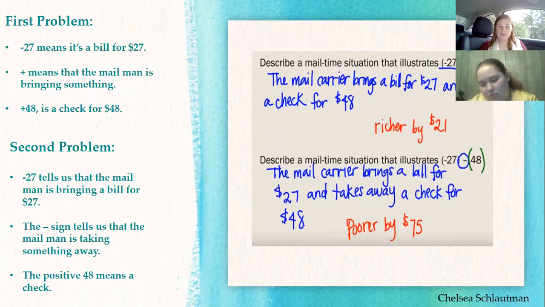And the second problem shows here that -27 means he's bringing a bill. So the mail carrier, sorry about that, will be bringing you a bill for $27.